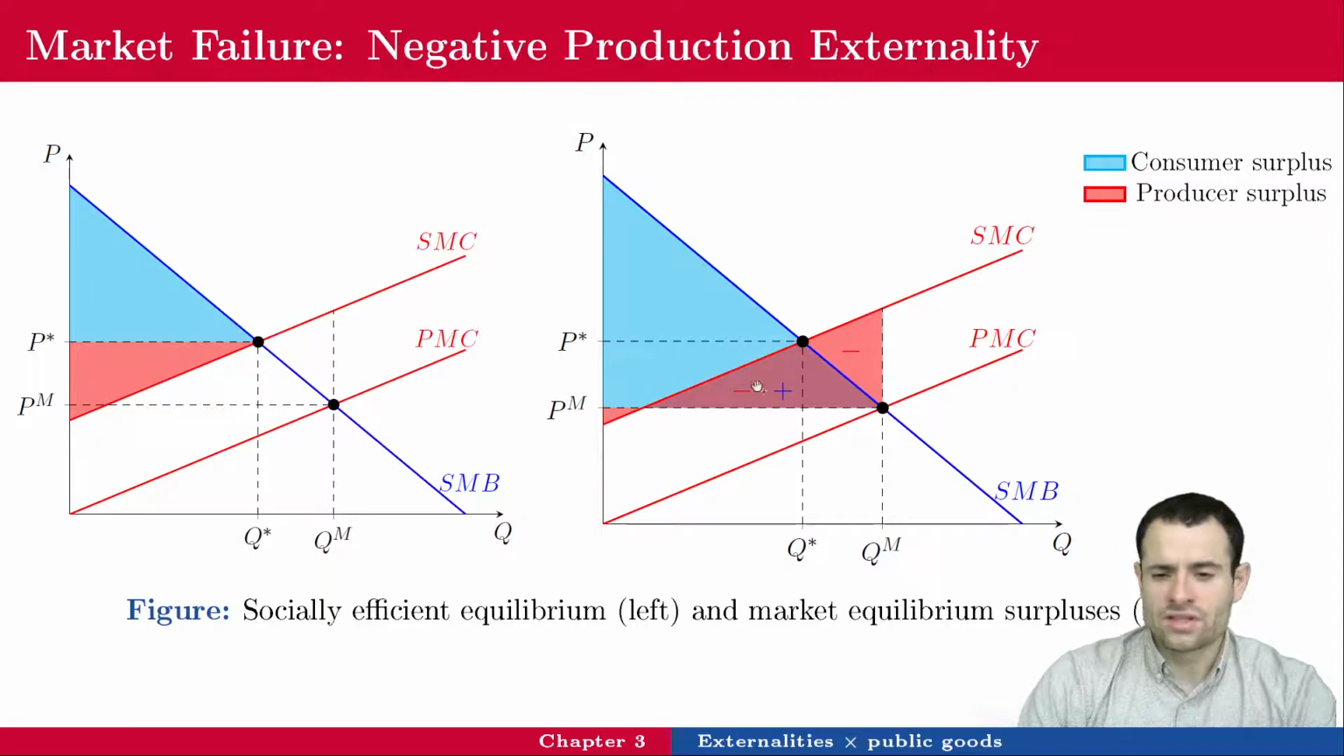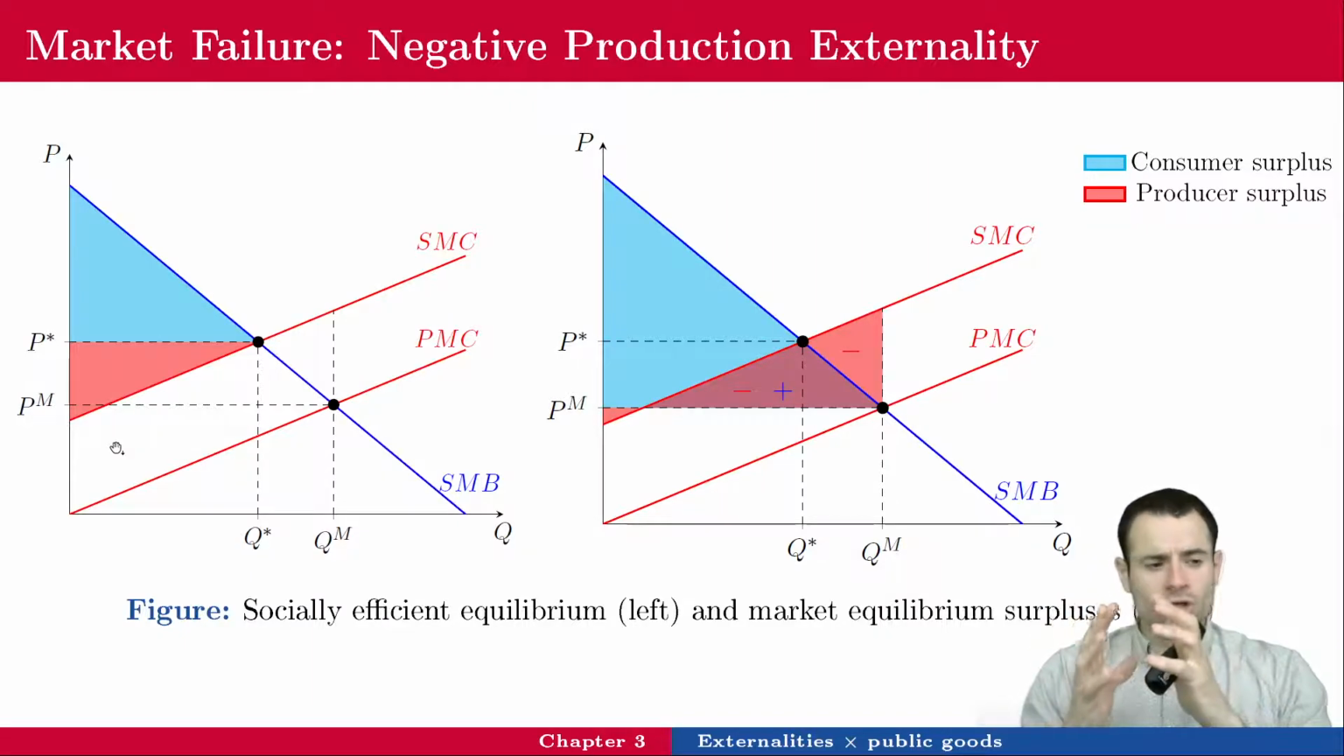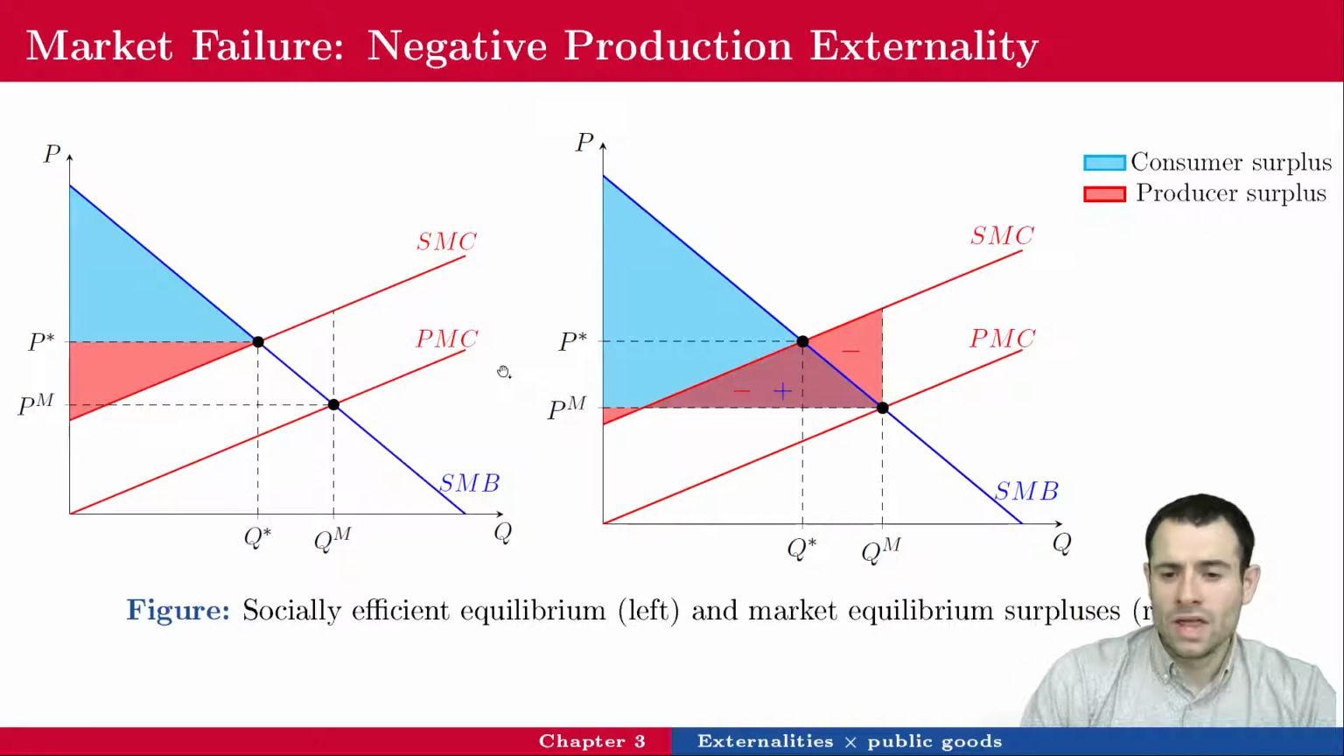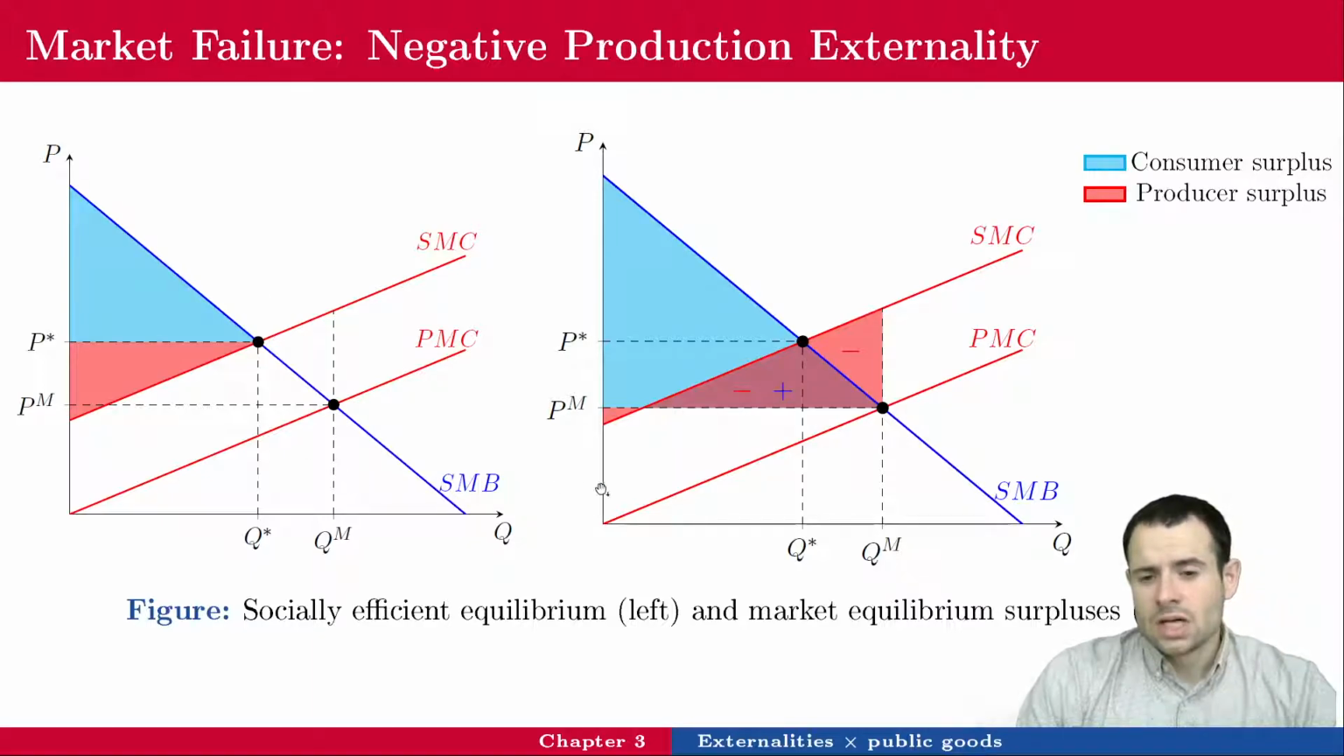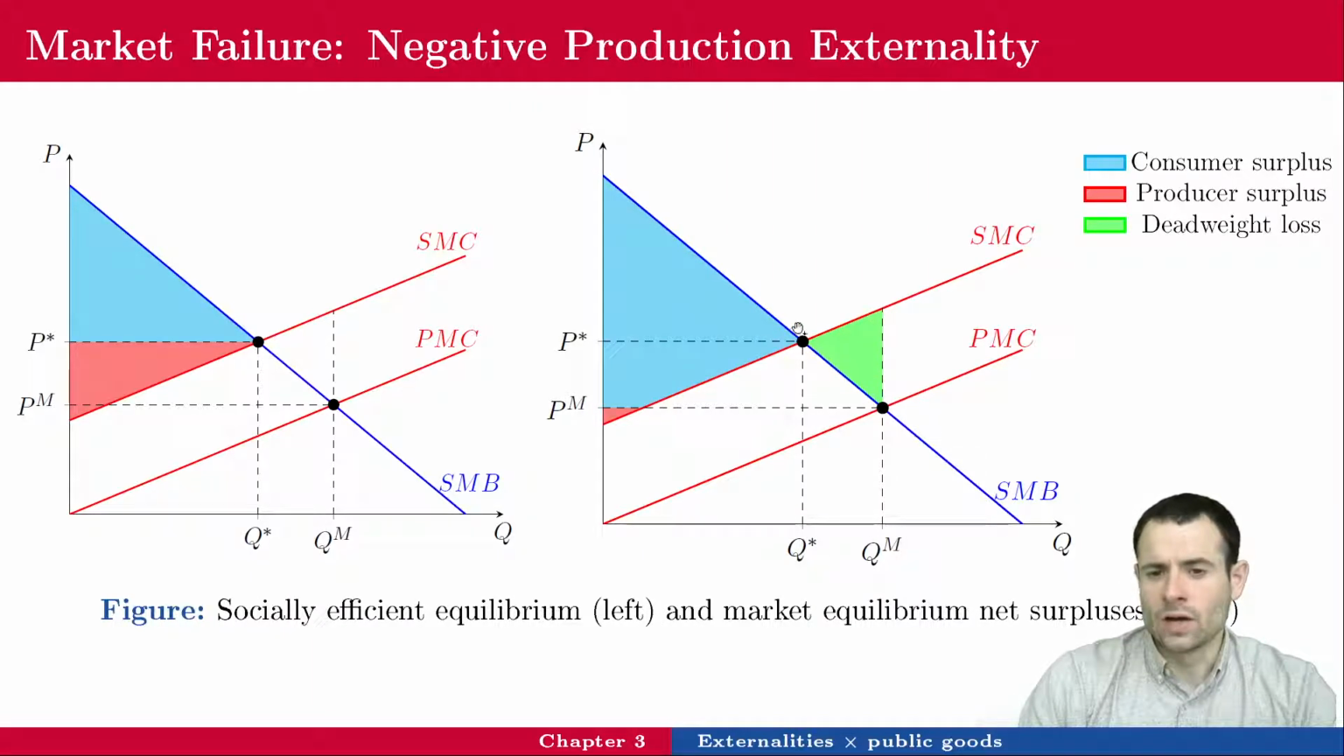Now let's compare both situations. In both situations, we have the same big triangle here. In the market case, it is bigger for consumers than in the socially efficient case. But in total surplus terms, the area is exactly the same. Then these two areas cancel out, so we end up with a white area, like here. But on the right graph, we have this negative red triangle, which we do not have in the socially efficient equilibrium case. So the difference between the two is going to be that red triangle. This will be the deadweight loss.